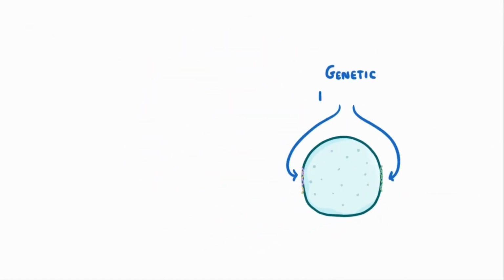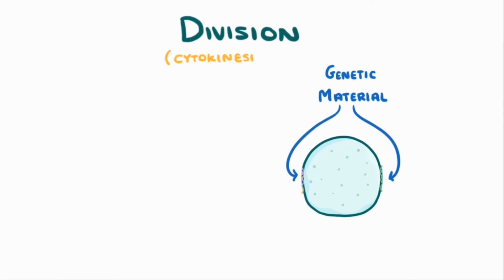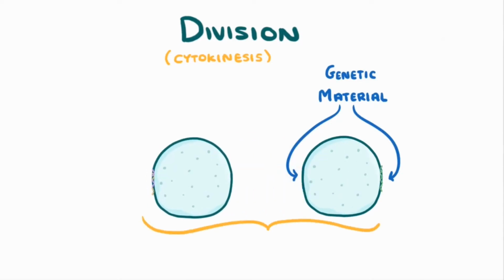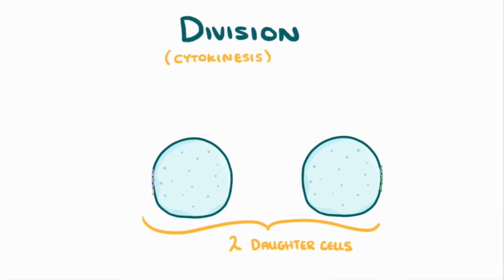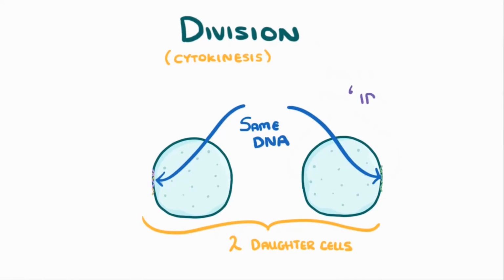Now that all of the genetic material has been divided among the two sides of the cell, the third and final stage takes place, which is division, or more properly called cytokinesis. For this stage, the cell membrane and cytoplasm pull apart, forming two daughter cells. Notice that half of the chromosomes have ended up in the left-hand cell, and the other half in the right-hand one. Therefore, each cell has the same DNA, and the two cells are identical to each other, and to the parent cell we started off with.